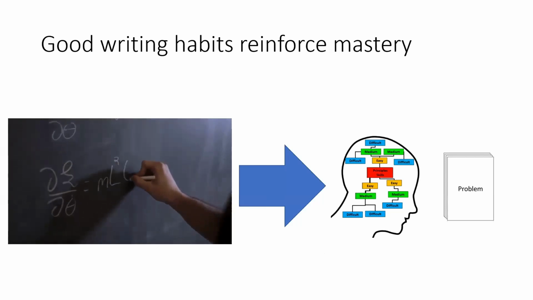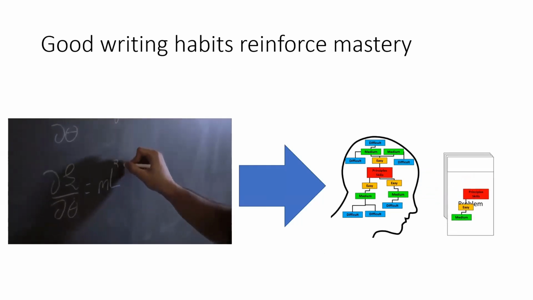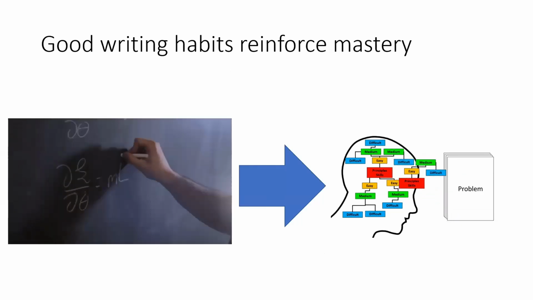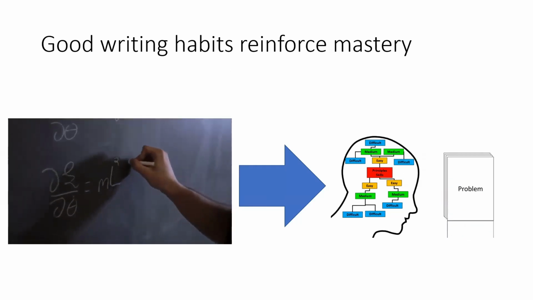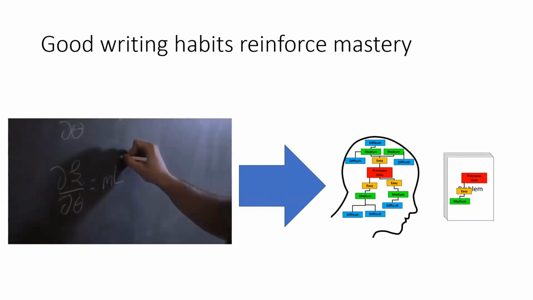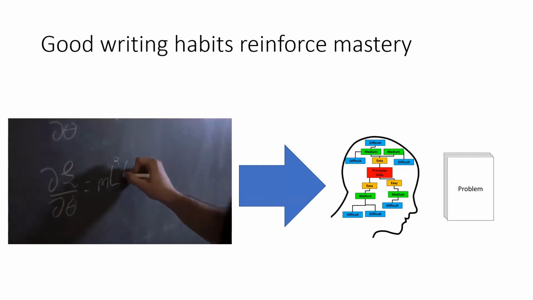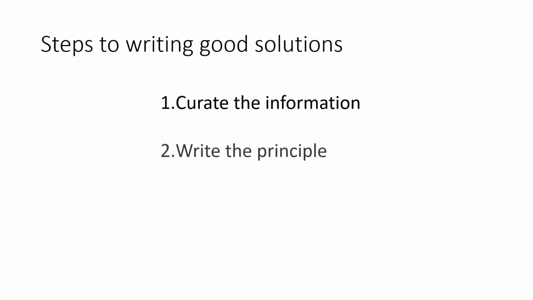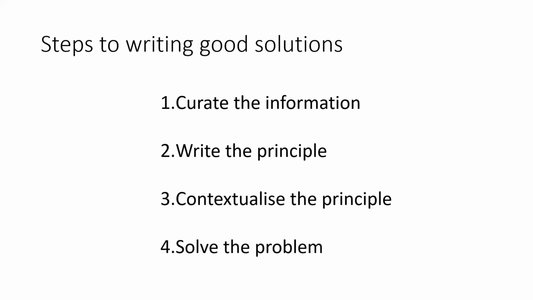What we want at the end of the day is to adopt good writing habits that would reinforce our mastery and help us become experts in applying and solving physics problems faster and more reliably. What are the steps that I would like my students to adopt to writing good solutions? Here are 4. The 4 steps are: curate the information of the problem, write down the principle, contextualize the principle, and finally, solve the problem.